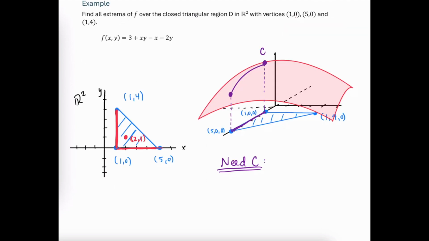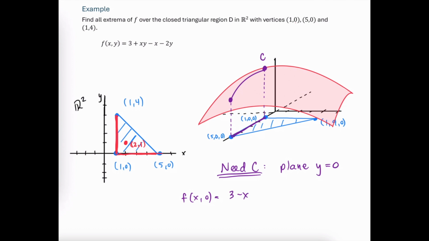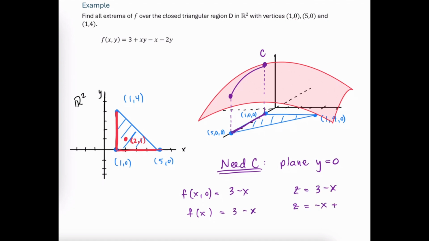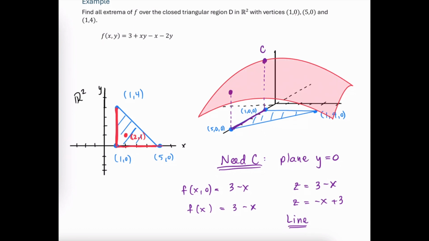The way that we find an intersection curve is to substitute the plane equation into the surface equation. So the plane equation that we are using here for this boundary is the plane y is equal to 0, which runs along the x-axis. If we plug y equals 0 into our surface function, we get 3 plus 0 minus x minus 0. So let's just call this 3 minus x. As a matter of fact, this is just a function of x because y is a constant 0. If I rewrite it like this, it's easier to see that this intersection curve is just going to be a line. So let's adjust our concept drawing.